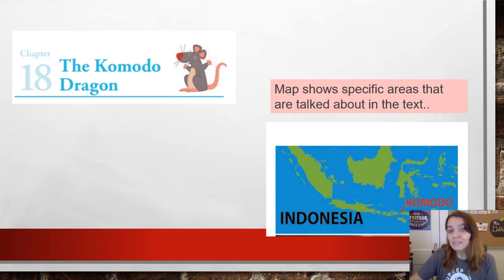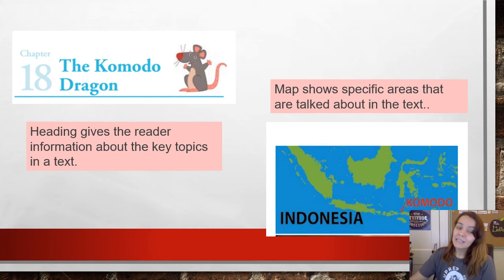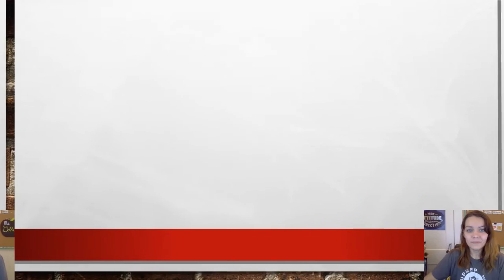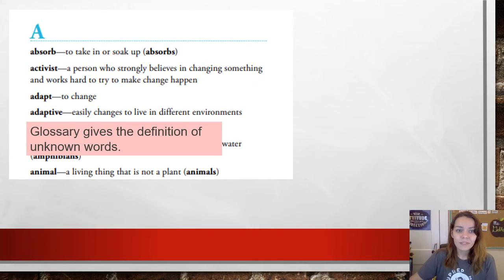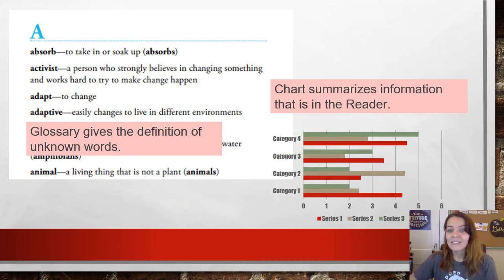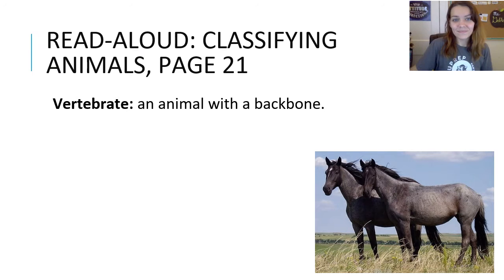We see maps that show specific areas talked about in the text, as well as headings that give the reader information about key topics in a text, like a chapter title. There are also glossaries in our readers, and that gives the definition to unknown words, and charts, which help summarize some information that's within our reader.